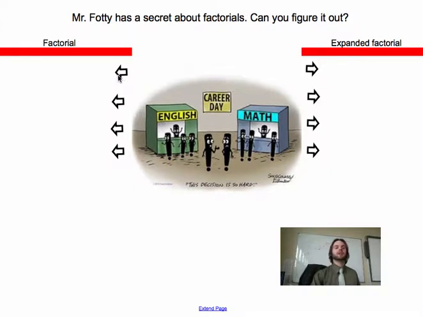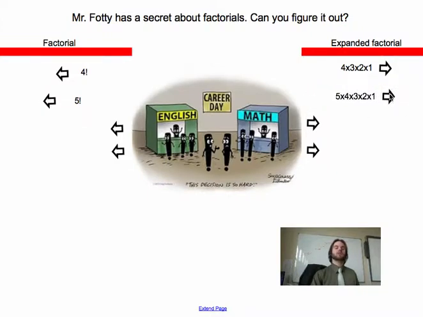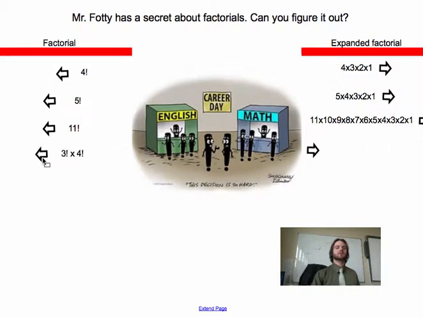So what does the factorial mean? I'm looking at this here, we have 4 factorial. This is what 4 factorial looks like expanded. Here's 5 factorial. This is 5 factorial expanded. Let's take a look at this next one. There's 11 factorial. 11 factorial looks like this. Now let's look at the next one. It's 3 multiplied by 4 factorial. Do you have an idea of what that will look like?